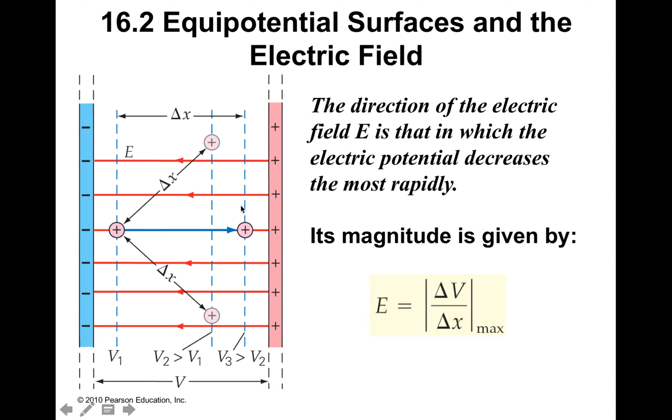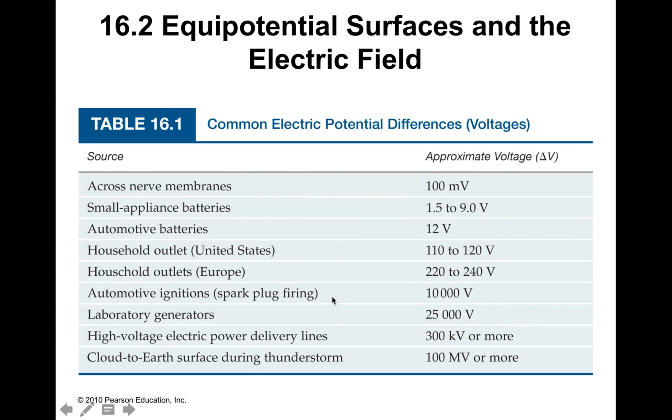So therefore, the magnitude of the electric field is given by the change in potential, like the change in potential went from here to here, divided by the distance that it traveled. Okay. All right. It won't go this way. It'll go this way. It follows the change most rapidly.